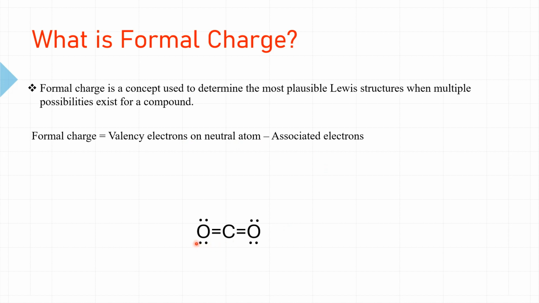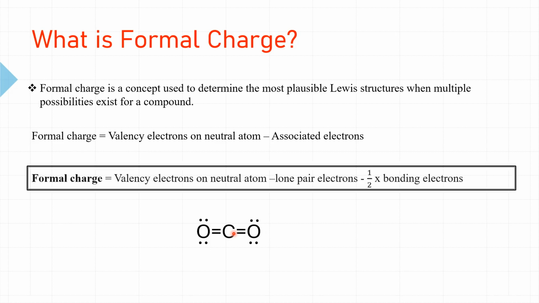So if we take the example of carbon dioxide, carbon dioxide is a linear molecule. There are two double bonded oxygens to the central carbon. Each oxygen has two lone pairs. So if we consider the formal charge on the right hand side oxygen, there are two lone pairs and four bonding electrons. So associated electrons are these bonding electrons plus lone pairs both. So we can rewrite the formula as formal charge is equal to valence electrons minus lone pair electrons minus half times bonding electrons.